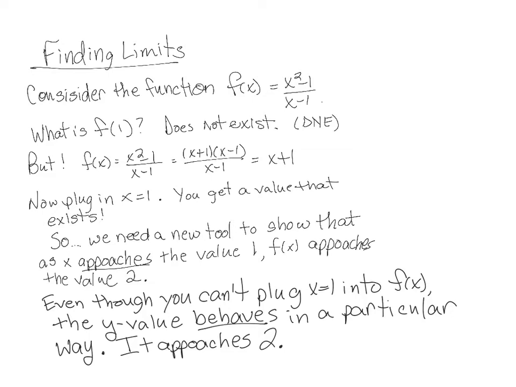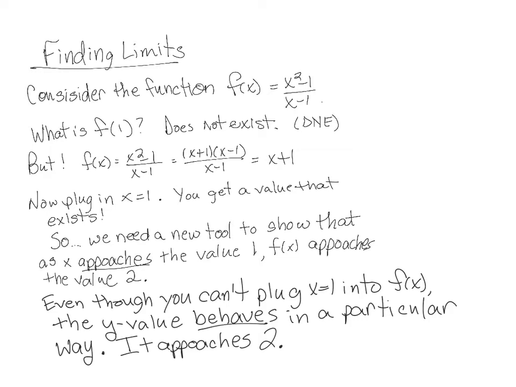Okay, consider that you have this function (x squared minus 1) over (x minus 1). Now, if you try to plug in x equals 1, you'll find that you get 0 over 0. Not only does that not exist, it's actually something called indeterminate because you get 0 over 0. We'll talk more about that in a minute.